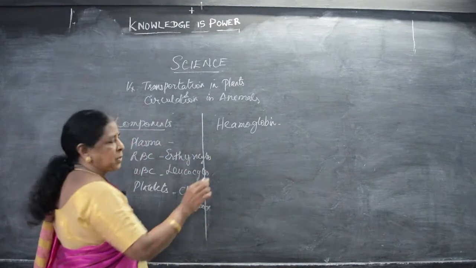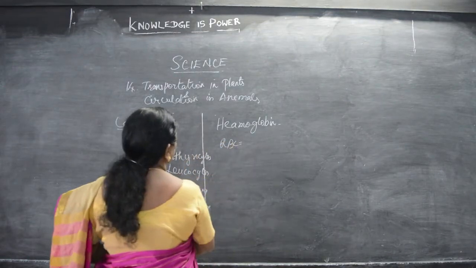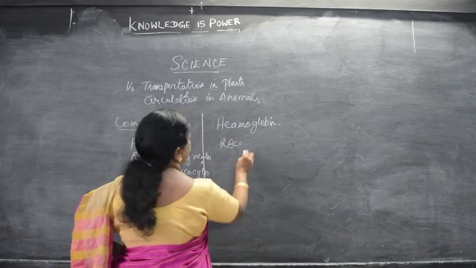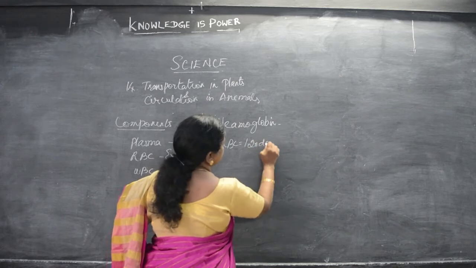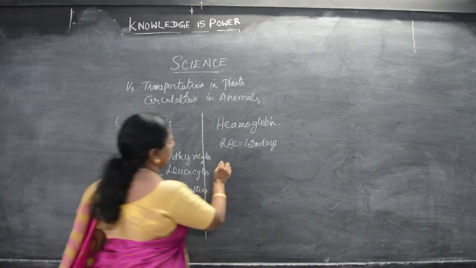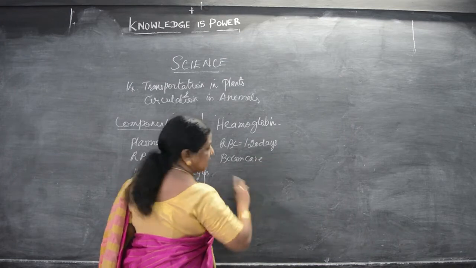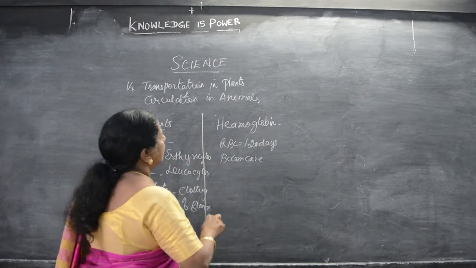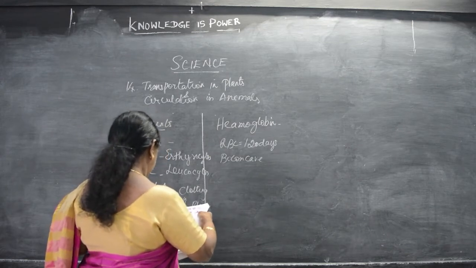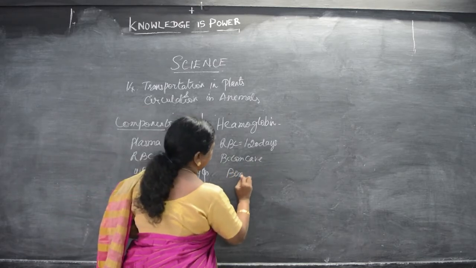So, for RBC, we have to see the lifespan. Lifespan means living period. The lifespan of RBC is 120 days. It is biconcave, that is, circular plate like on both sides. Hemoglobin, a red color pigment, is present in it, so it is red in color. RBC is formed in the bone marrow.